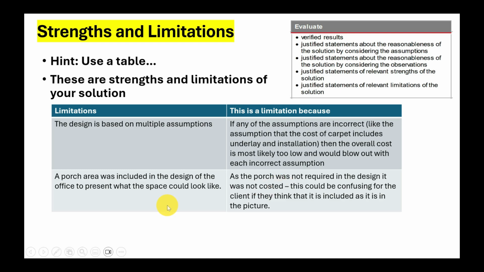And then you've just got to look at your design to think of some other limitations. The tiny office one, a porch area was included in the design to present the space what it could look like, but it wasn't a criteria that they asked for when they were saying what they wanted, and therefore you didn't do any of the costing for it, but the customer will look at that and go, oh, that porch is nice, and then when you build it, oh, there's no porch. So this could be a limitation. So you just need to think about your actual assignment and what is strong and what is limitations about it.